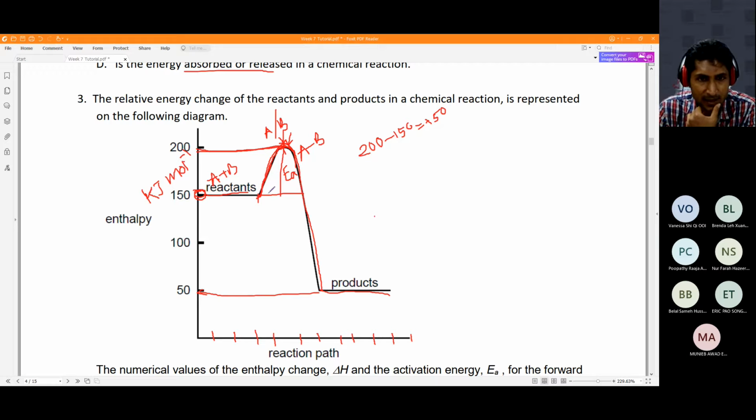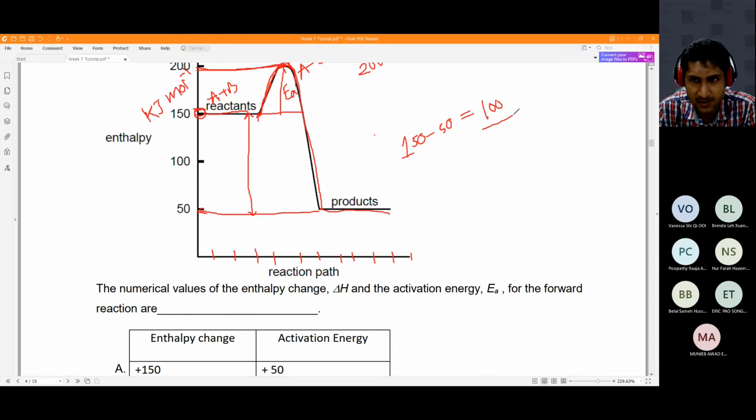It's always positive, but from here to the final energy or enthalpy is this one. So 150 minus 50 is 100. So this is the enthalpy of the product. That means the reaction's enthalpy changes. It started from 150 but reaches 50. So the enthalpy change is 100.